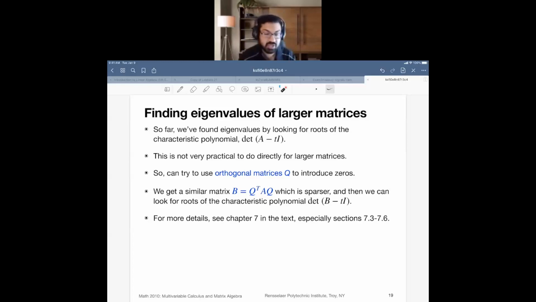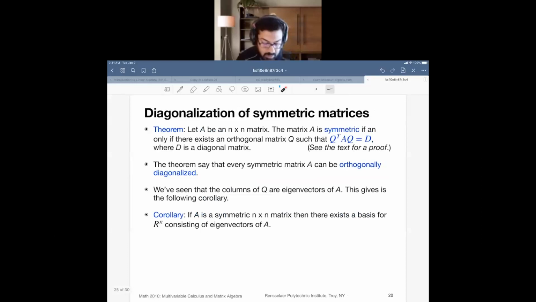So if you have a larger matrix, instead of computing the eigenvalues of the large matrix directly, you try to use orthogonal matrices to introduce a lot of zeros, and then because they are similar and similar matrices have the same eigenvalues, you can deal with a much sparser matrix B instead of the not so sparse matrix A. The details are in the textbook in chapter 7. It's not going to be part of the final exam, the second exam.